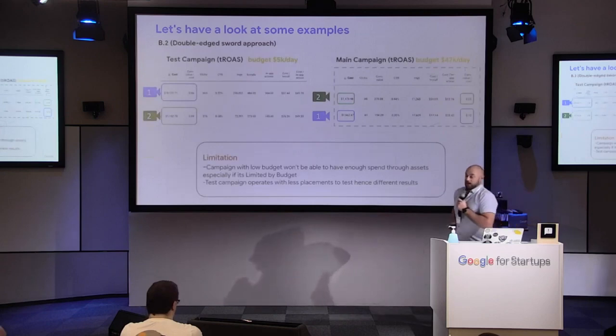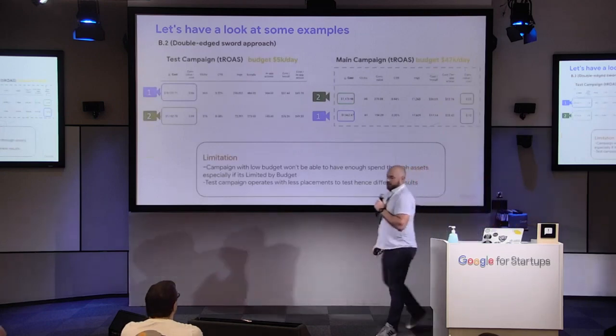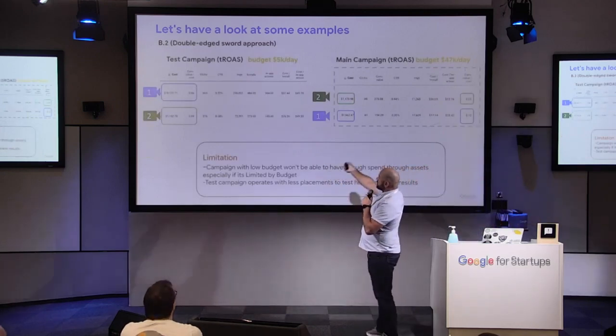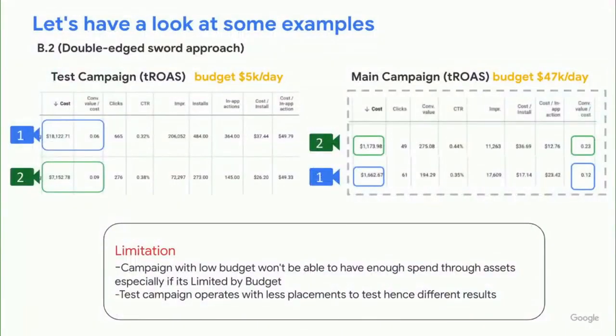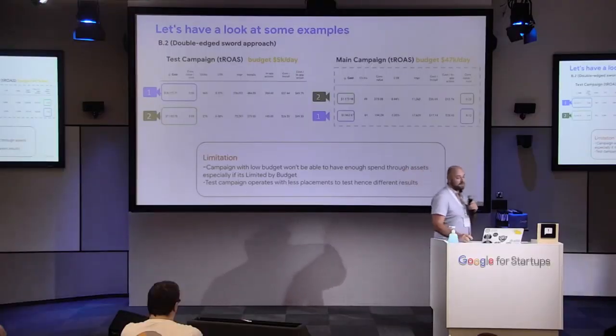Second one, which is our double-edged sword approach. So we have our test campaign, which is TROAS. Let's say budget for this one would be $5K a day. And then we have our main campaign, which is $45K per day. Where a problem might happen is a campaign with low budget might not be able to spend through assets, especially if it's limited by budget. So that's also one of the possibilities.